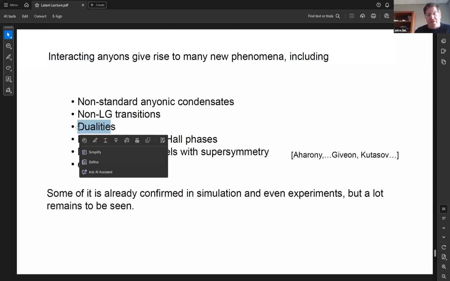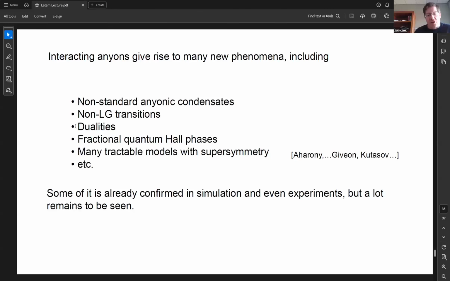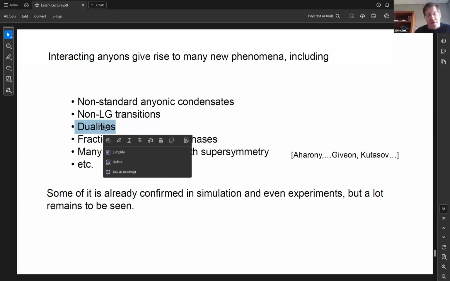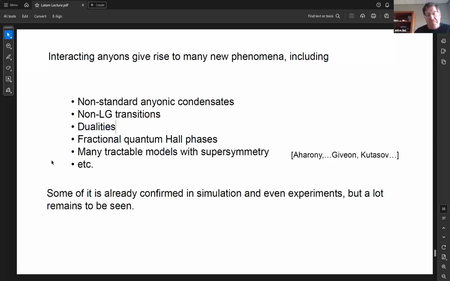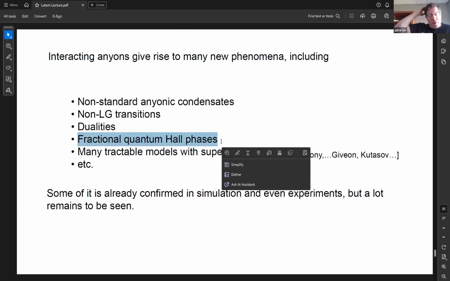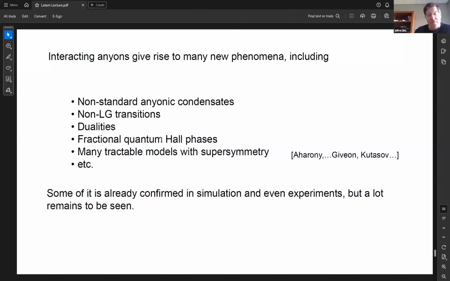There are dualities. There is vast literature on generalizations of electric-magnetic duality to the theory of anyons. It's connected to the whole literature on quantum Hall phases, phase transitions between quantum Hall phases, and many things along those lines. That's actually the motivation for this whole subject, historically speaking.